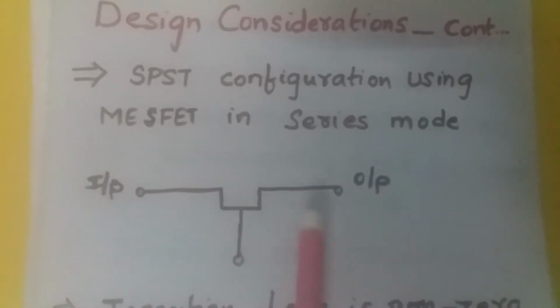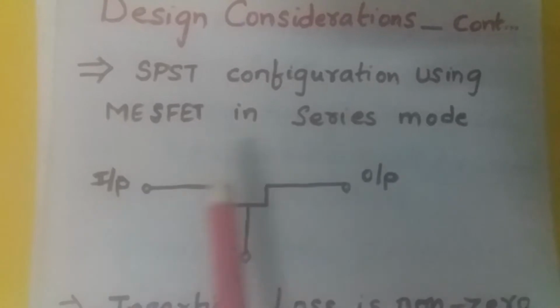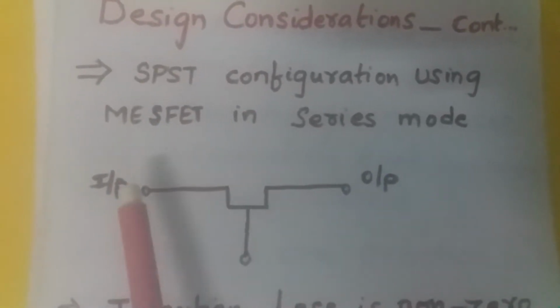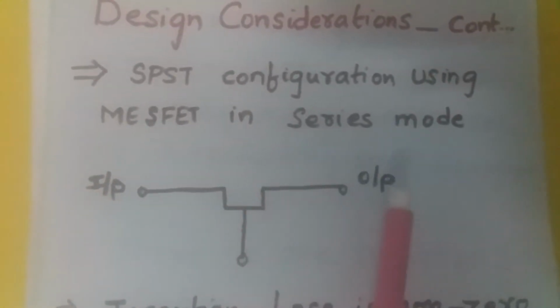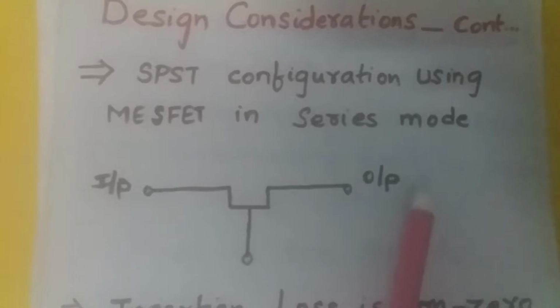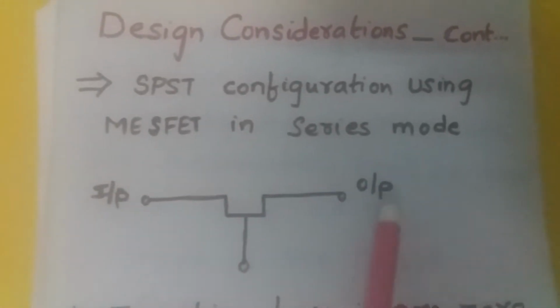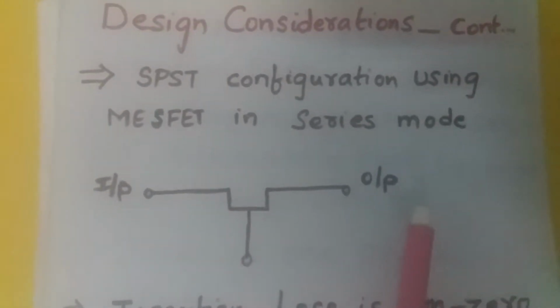So during the on state of the switch, insertion loss is very important, and during the off state, we'll look at the isolation. So what does insertion loss mean? For example, if there is a 20 dB RF signal over here, it should appear with minimum loss at the output. So if the minimum insertion loss is 1 dB, that means at the output at least we should be able to see 19 dB of the RF signal.